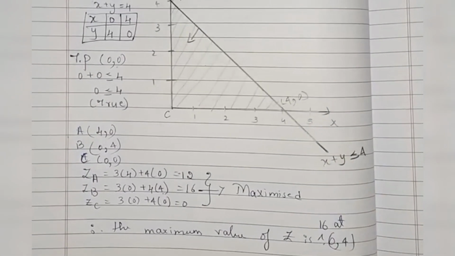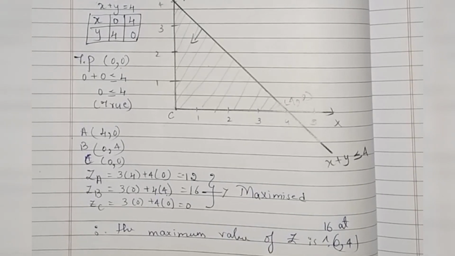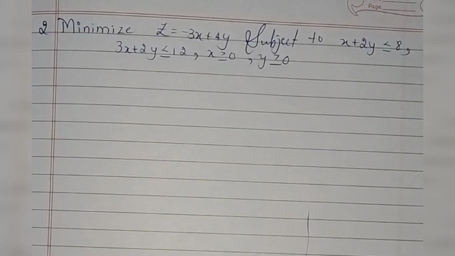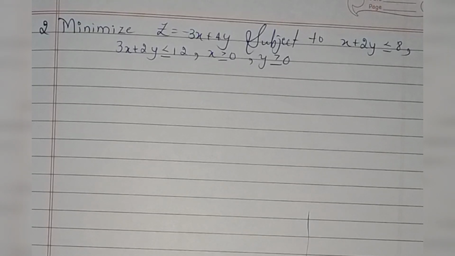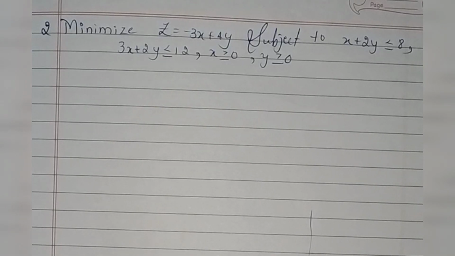Only so much is the steps we have to follow for a problem. Okay, next we are going to see the second problem. Second problem is minimize z is equal to minus 3x plus 4y subject to x plus 2y less than equal to 8, 3x plus 2y less than equal to 12.